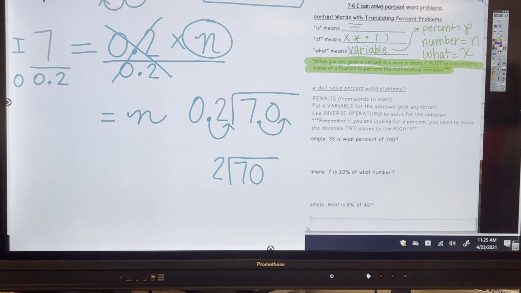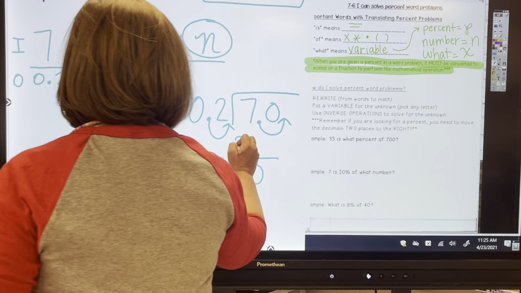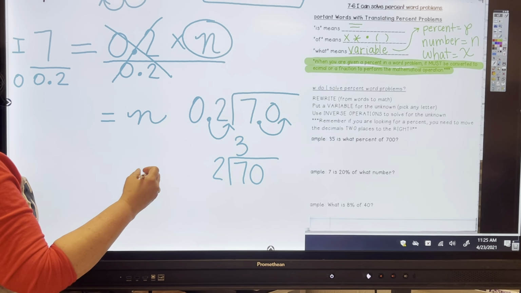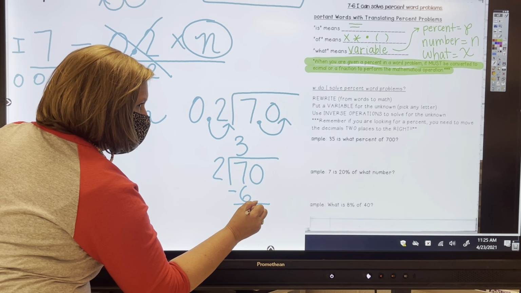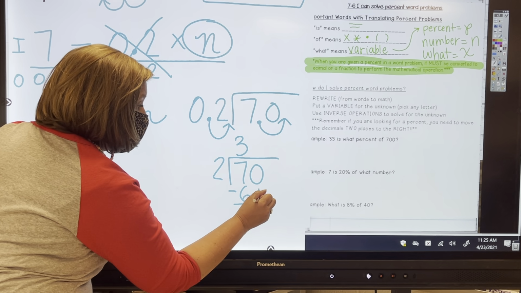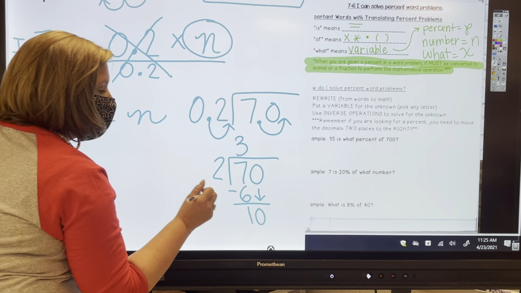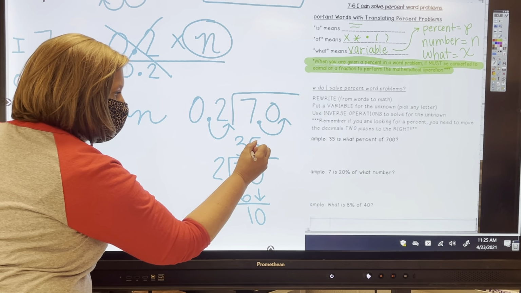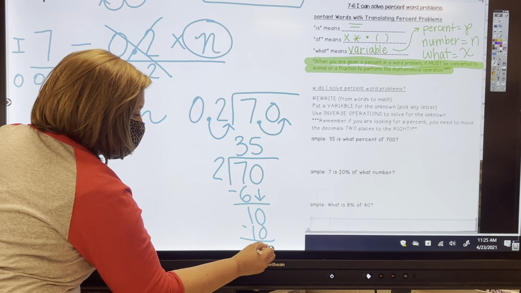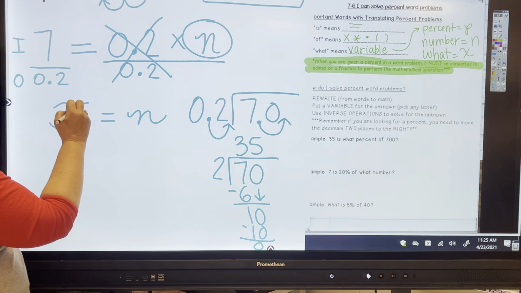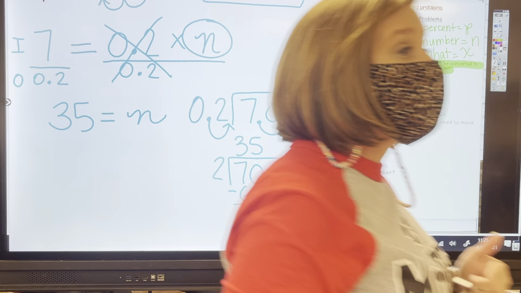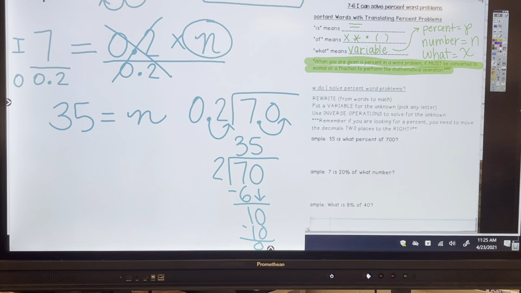How many times will 2 go into 7? 3 times. So 3 times 2 is 6. And you bring down that 0. And 7 minus 6 is? Bring down, that'll be a 5. So, n equals what? 35. So, 7 is 20% of 35.